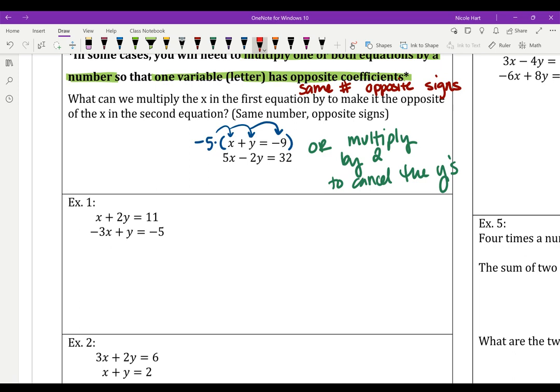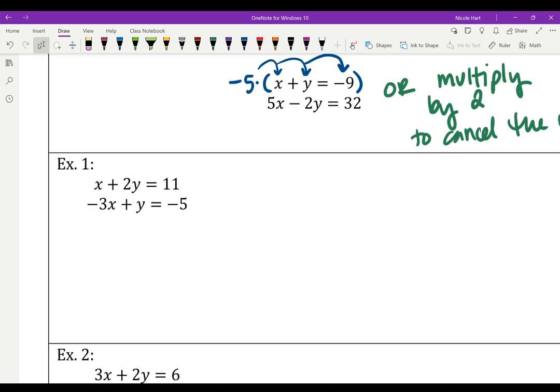So looking at example 1 here, what I look for first is, does anything already have opposite signs? Do I have a positive y and a negative y? Do I have a positive x and a negative x? Because then I don't have to deal with multiplying with a negative. Then I am just having to multiply by a number. And so what I see here with example 1 is I have a positive x and a negative 3x. That means all I need to multiply by is 3. So I'm going to take that entire first equation and multiply everything by 3. So I'm going to distribute that 3 to every aspect of my top equation. I do not have to change the bottom equation at all.